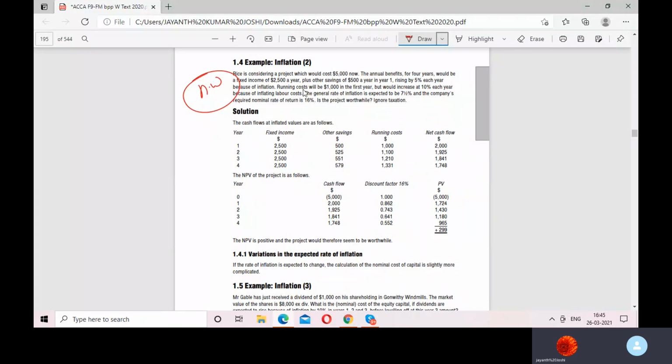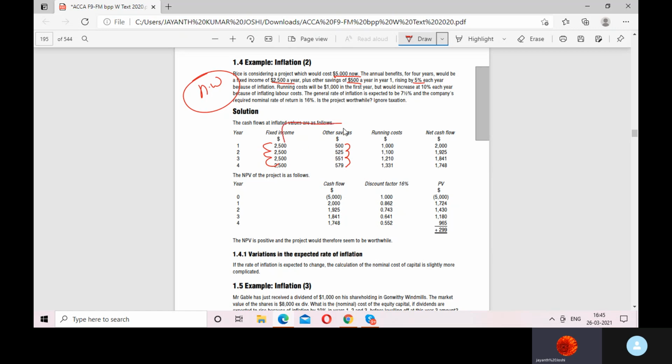Yes, sir. I am explaining this one. Rice is considering a project which costs 5,000 now. Annual benefits for 4 years would be 2,500 a year. So today you are investing 5,000, and what you are getting every year is a fixed income of 2,500. Correct? And there is a savings of 500 in year one. This is rising by 5% every year. So your savings are rising every year.